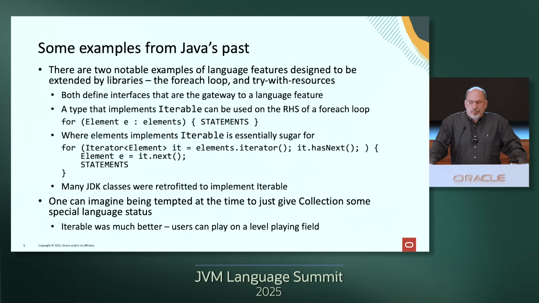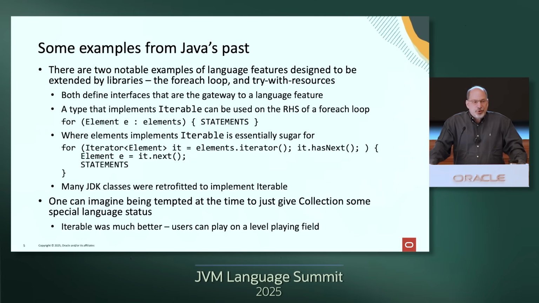So two examples from Java's past that directly embrace the notion of growability are the for each loop and the try with resources construct. And I think it's educational to look at how they were more and less successful, and what we can learn from them, and what more we have to add to the language to do more of this sort of thing.